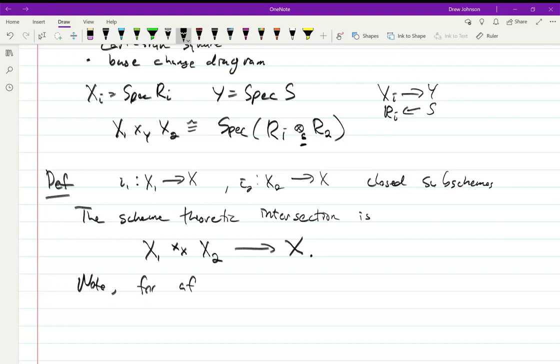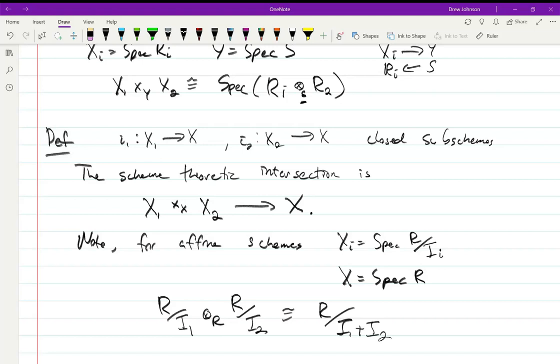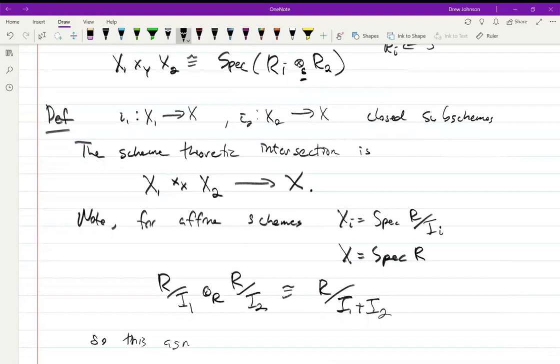And one thing we should note for affine schemes: in this case, let's say that X_i is equal to Spec of R mod I_i, where X is equal to Spec R. Remember, closed subschemes of an affine scheme just correspond to quotient rings like this. Then if you do the construction that I said in the last thing, so you have R, you do this, right? But you can check that this is the same as R mod I_1 plus I_2. So this agrees with our previous definition.